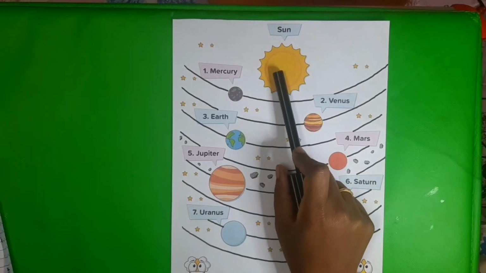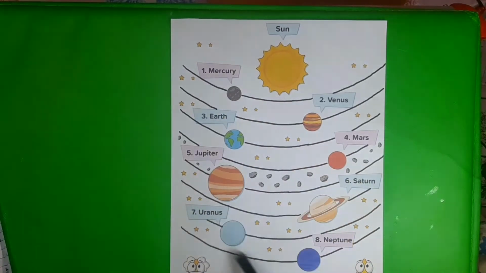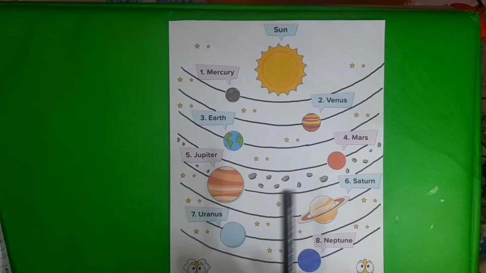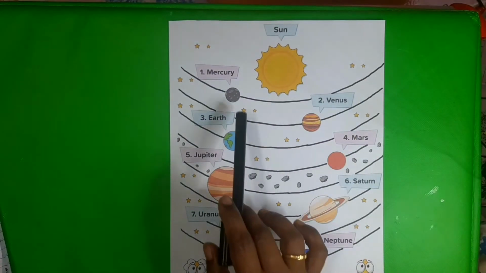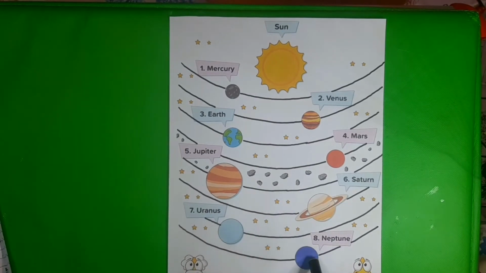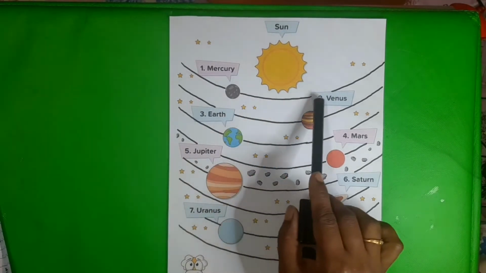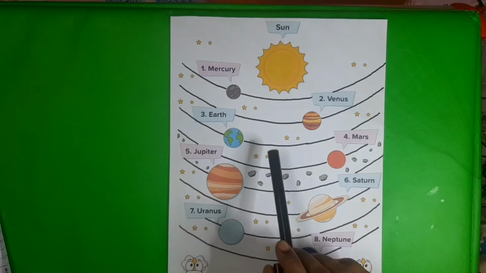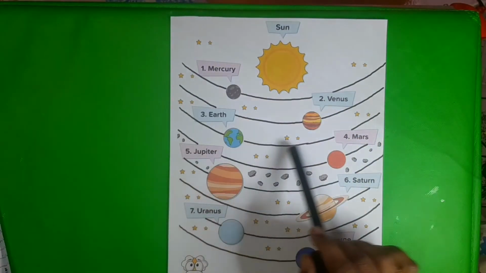Sun is the center of the solar system, and here are the 8 planets from the Sun. So let's see the order once again. Mercury, Venus, Earth, Mars, Jupiter, Saturn, Uranus, Neptune. These lines are the orbits of the planets, and all the 8 planets revolve around the Sun in their orbits.